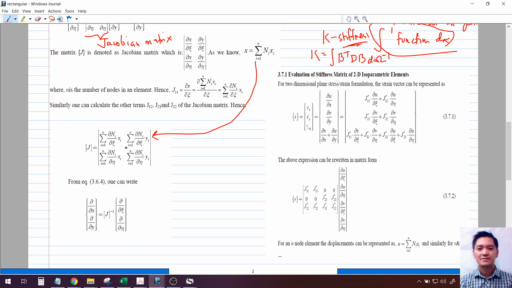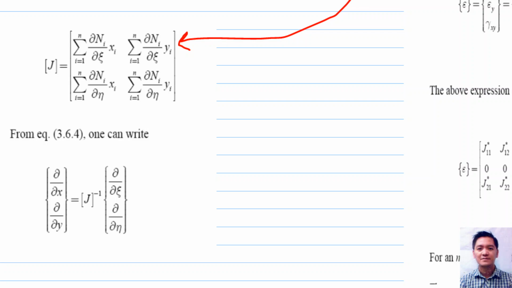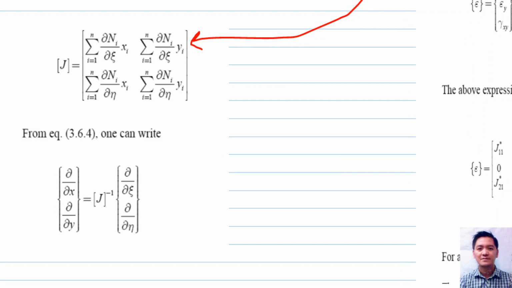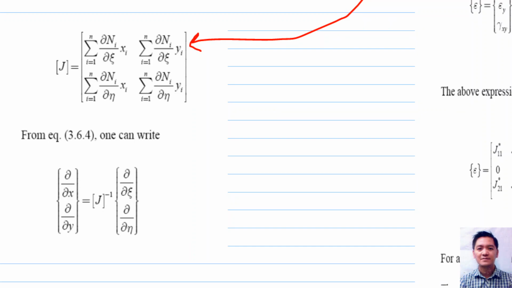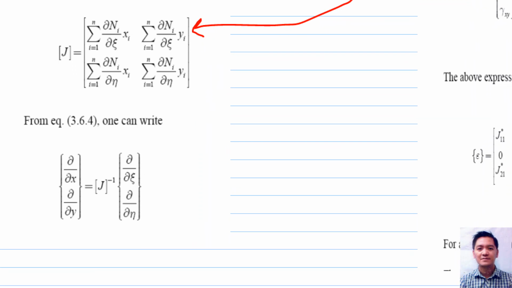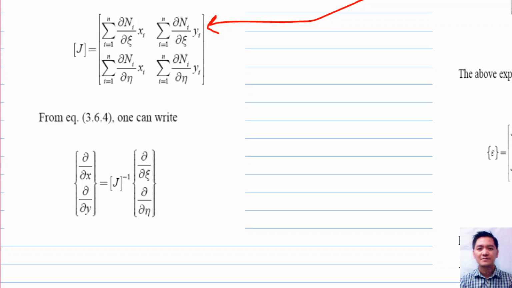Now, in real world, what we wanted is the partial derivatives in terms of x and y. Kasi nga, it's a function of x and y. And since we transform that into a natural coordinate system in terms of c and eta, therefore, your Jacobian matrix will need to be inverted. Okay. Which is J inverse.